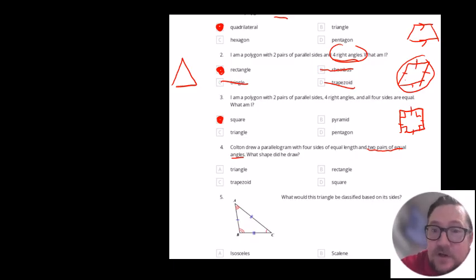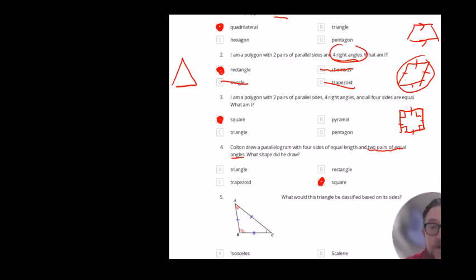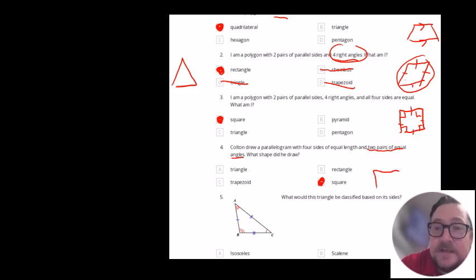Let's see, Colton drew a parallelogram with 4 sides of equal length. All right, so this is a square, but it says 2 pairs of equal angles. This should actually be a rhombus. A rhombus looks like this. 4 sides of equal length, and this angle equals this angle, and this angle equals this angle, but they're different. The square has all 4 the same, so this should actually be a rhombus.